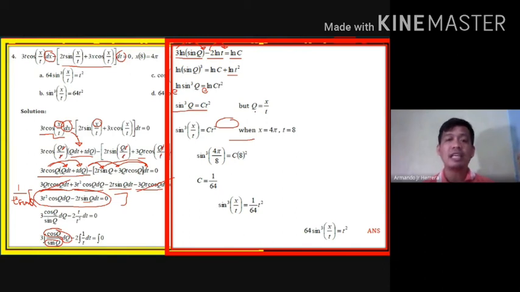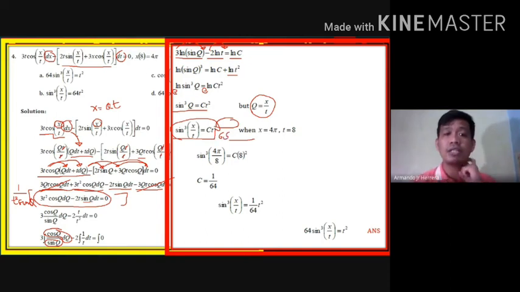But then again, q is equal to x over t using our substitution kanina that x is equal to qt. So if x is equal to qt from our substitution, divide both sides by t, then q is equal to x over t. Then you have sine cube of x over t is equal to ct squared. So this will be our general solution.